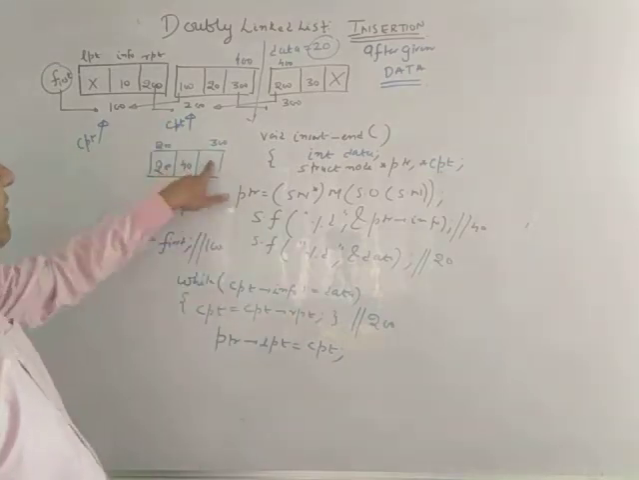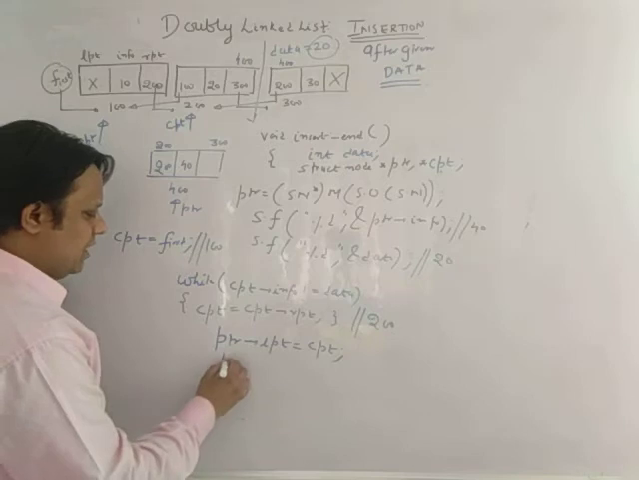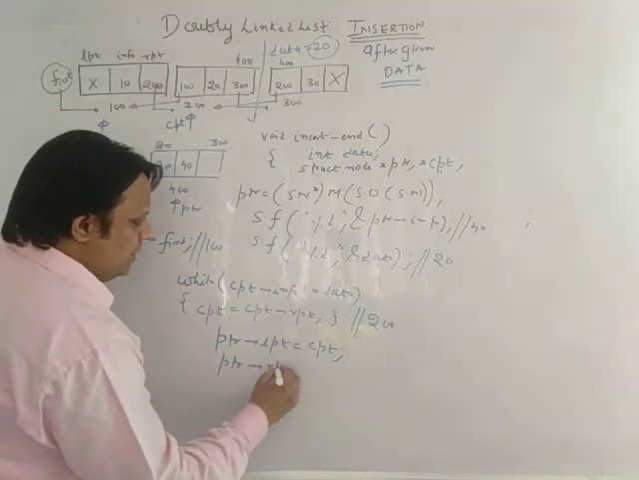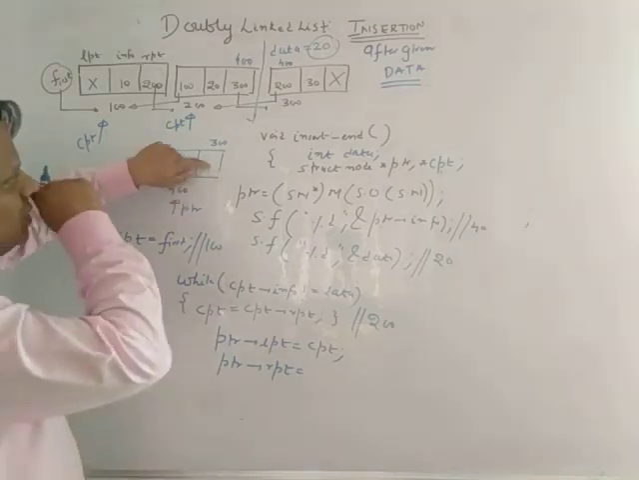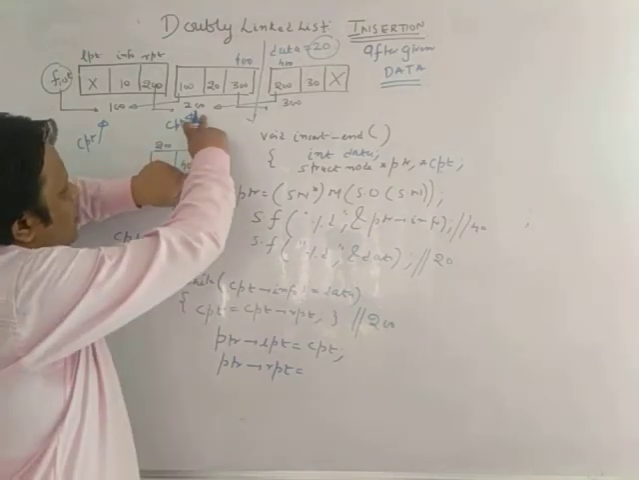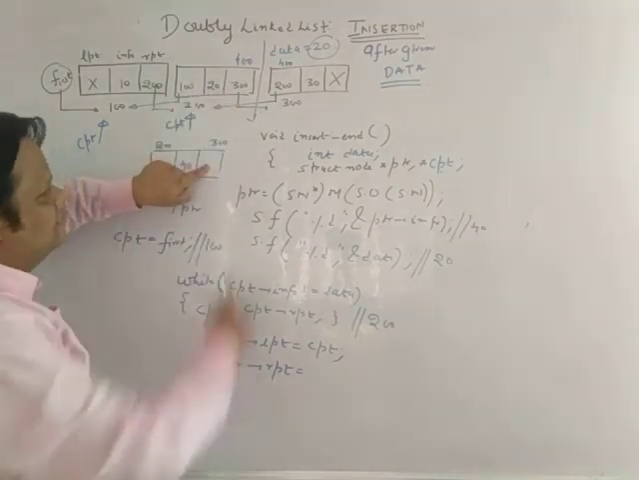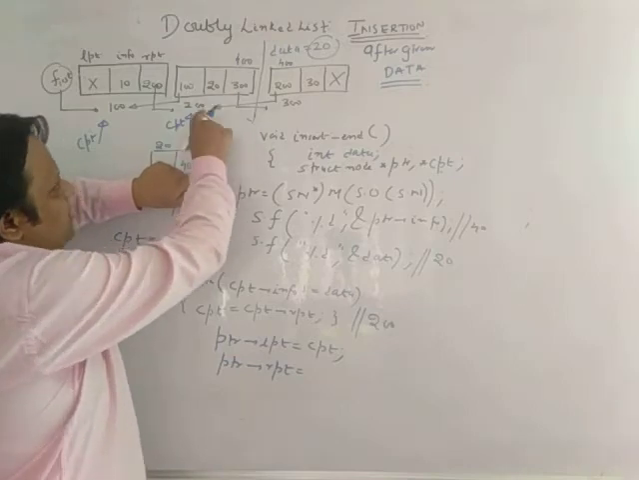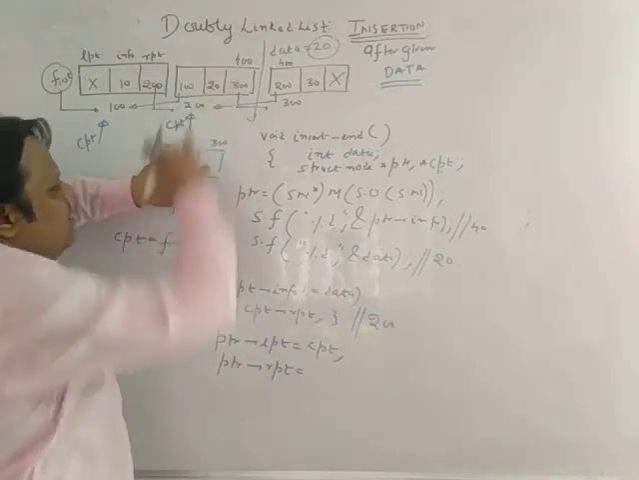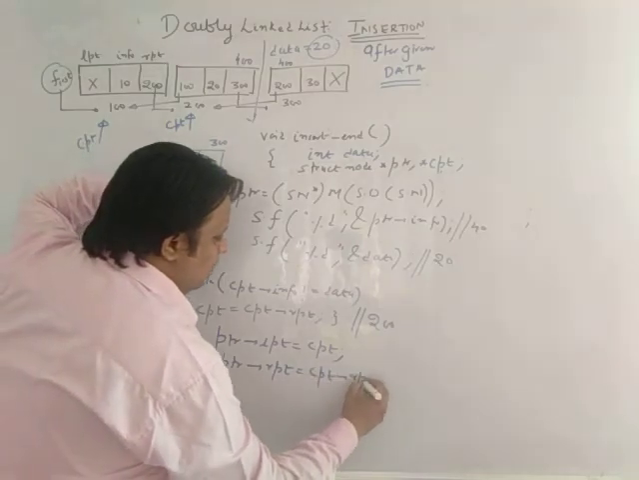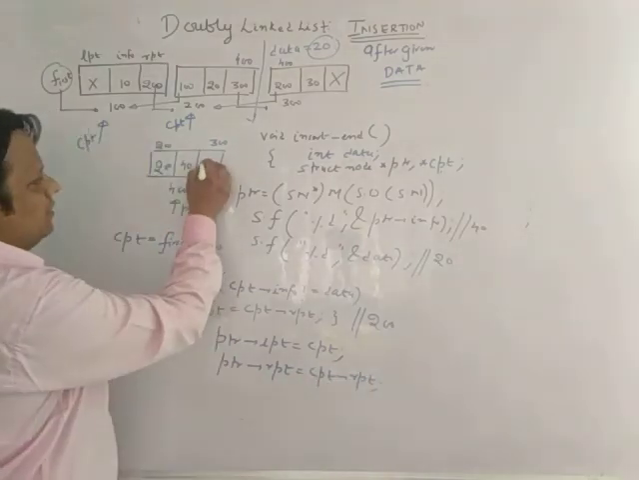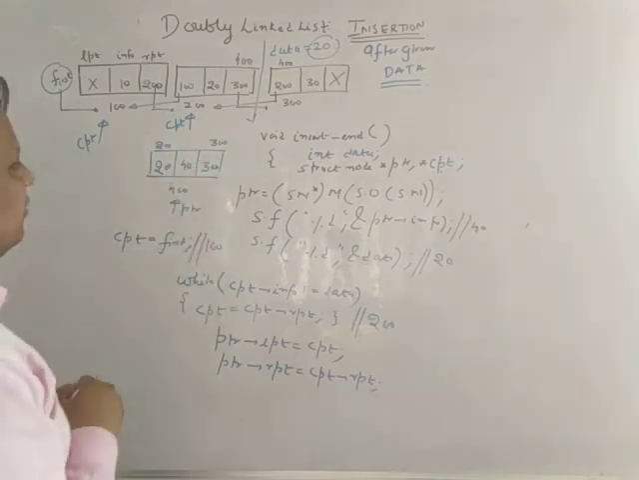Now I want 300. I want PTR arrow RPT, this is nothing but your RPT. I want 300 here. So how can you get 300? 300 is your CPT arrow RPT. This is your CPT. You can access this 300 from 200 through CPT arrow RPT. So I will write CPT arrow RPT. This is also done. Here comes your 300.